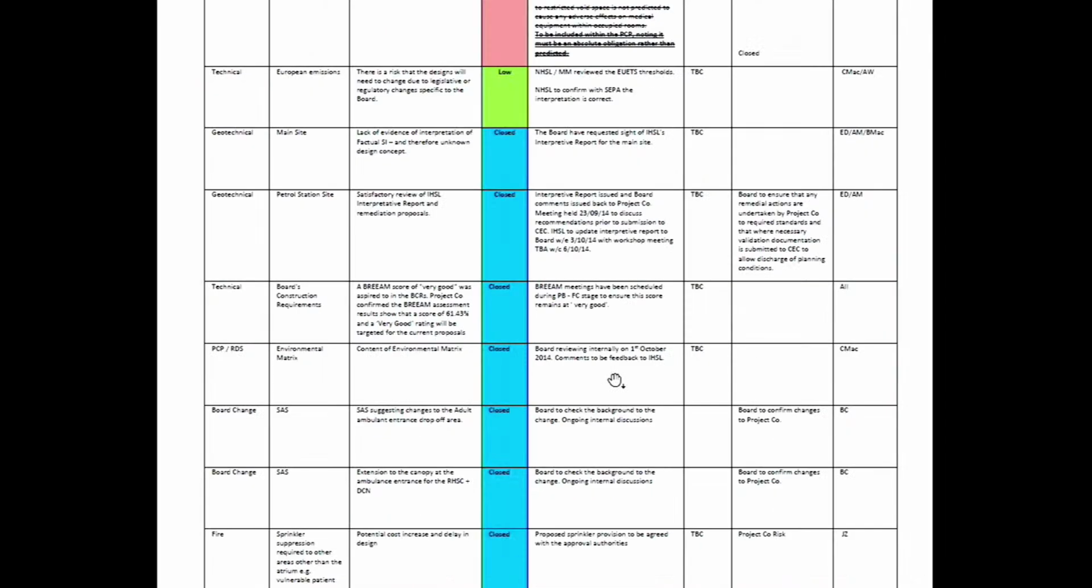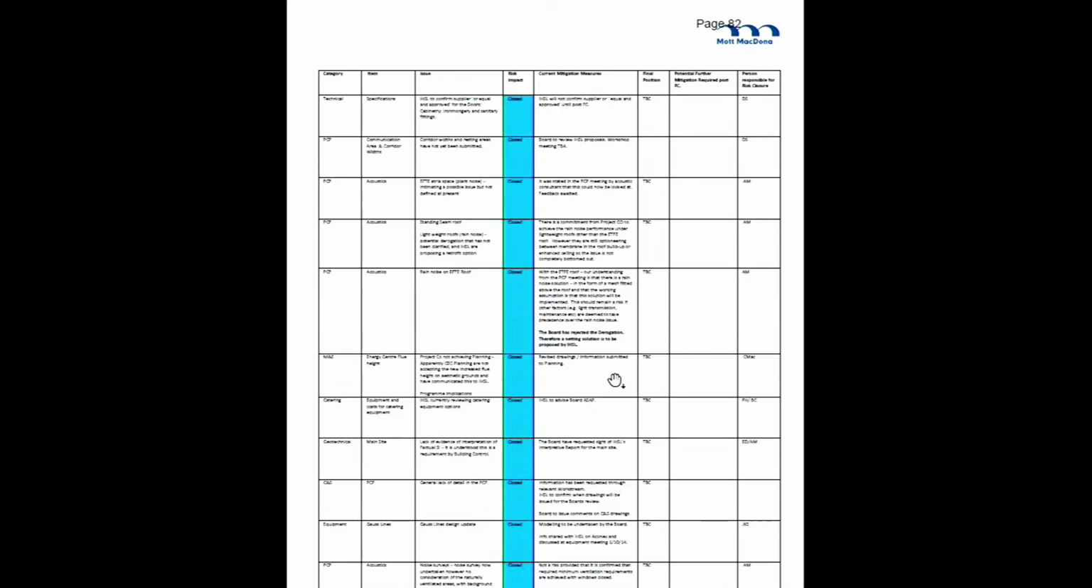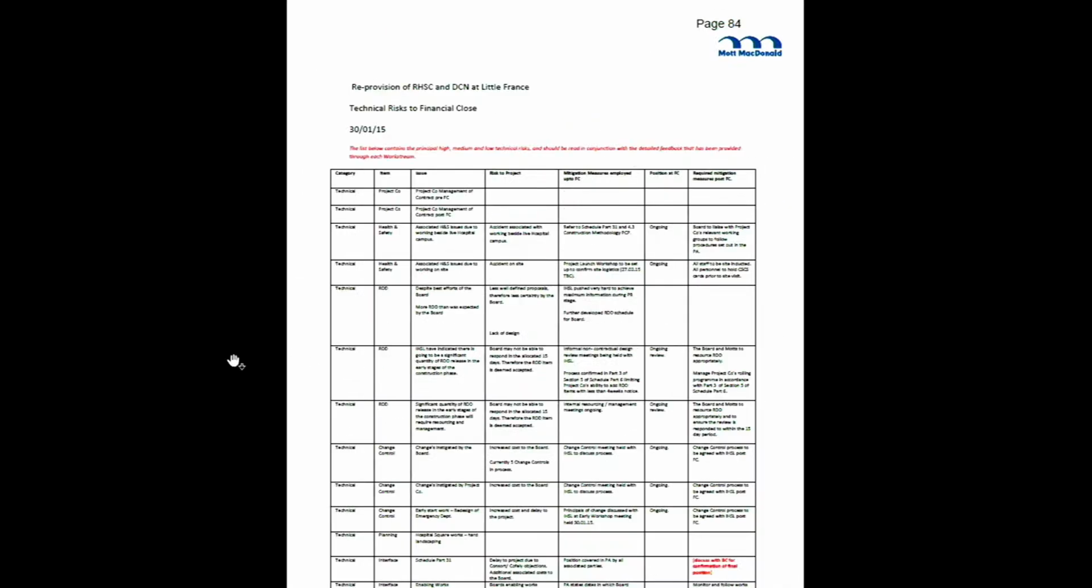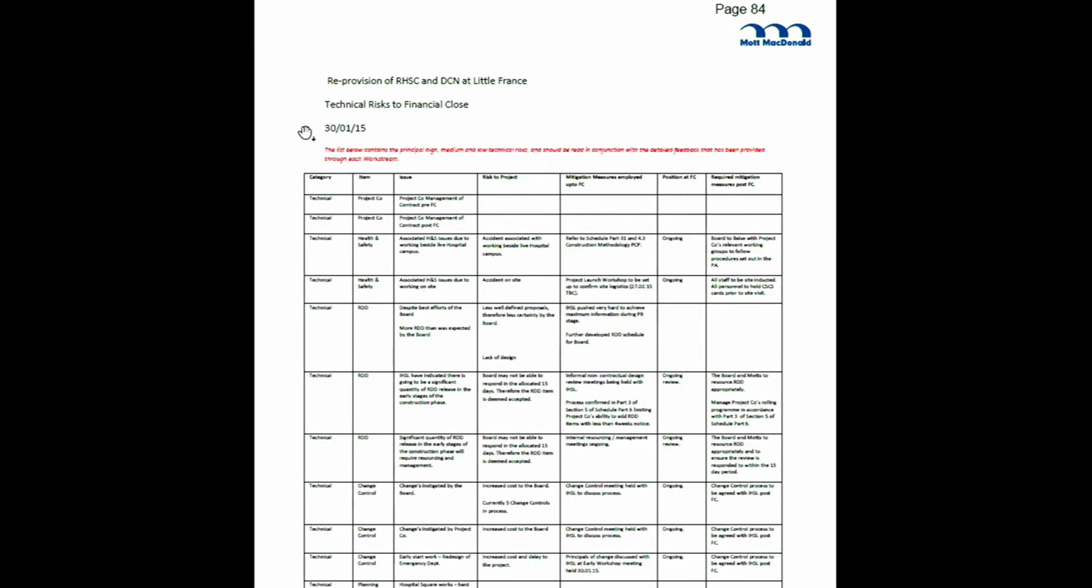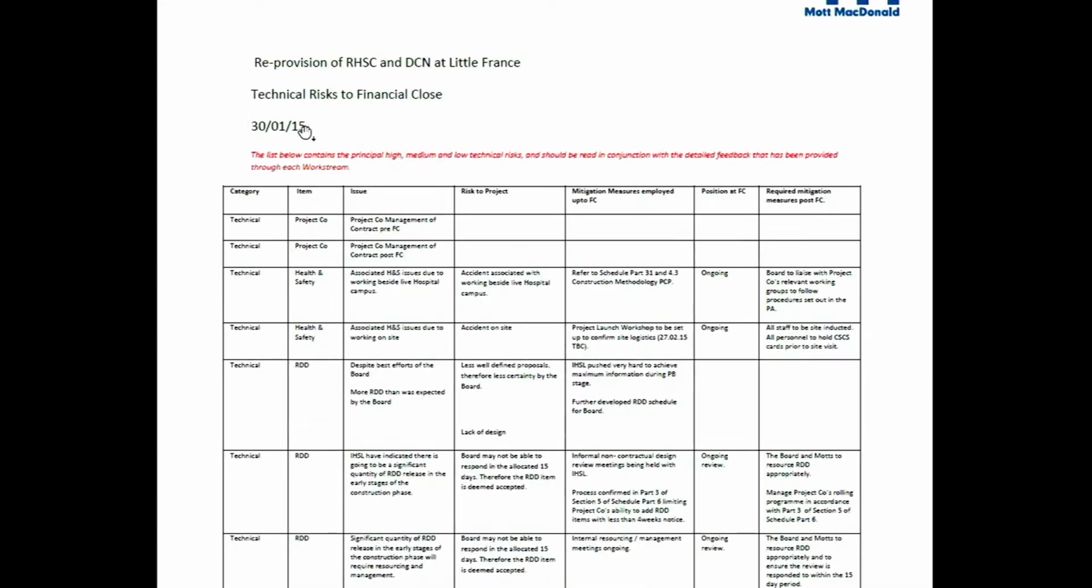Then if we look on to page 84, please. This is a document called Technical Risks to Financial Close, 30th of January 2015. What's this document, and how does it differ to the one we've just looked at? I think these were probably more the slightly contractual elements as opposed to the pure design risks.